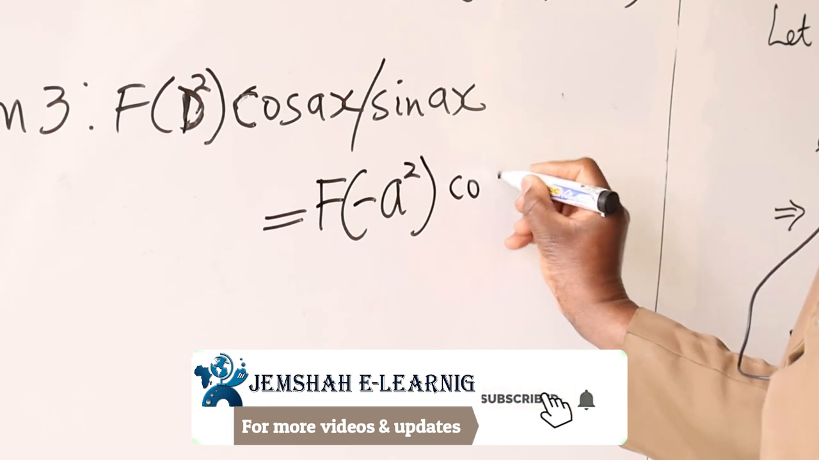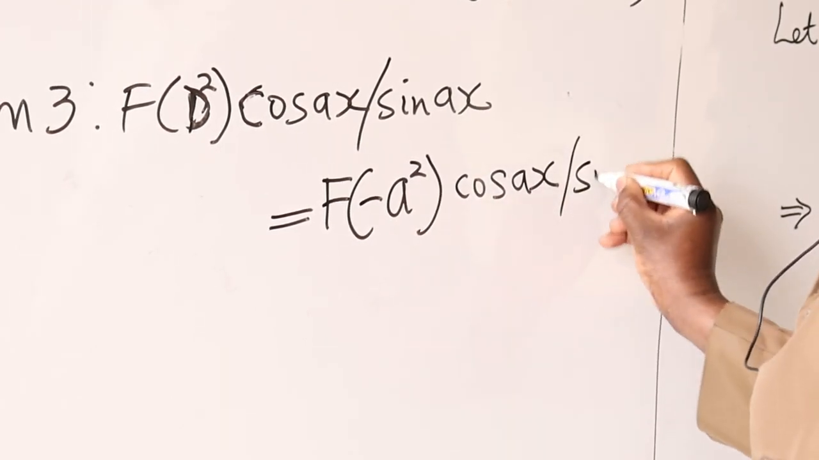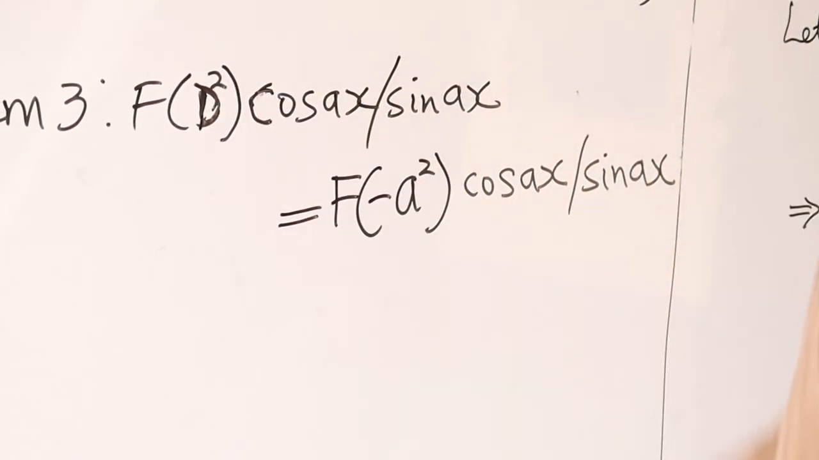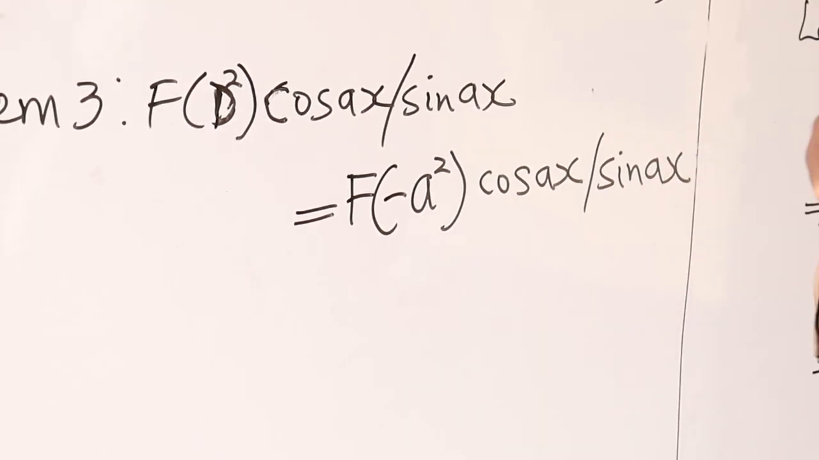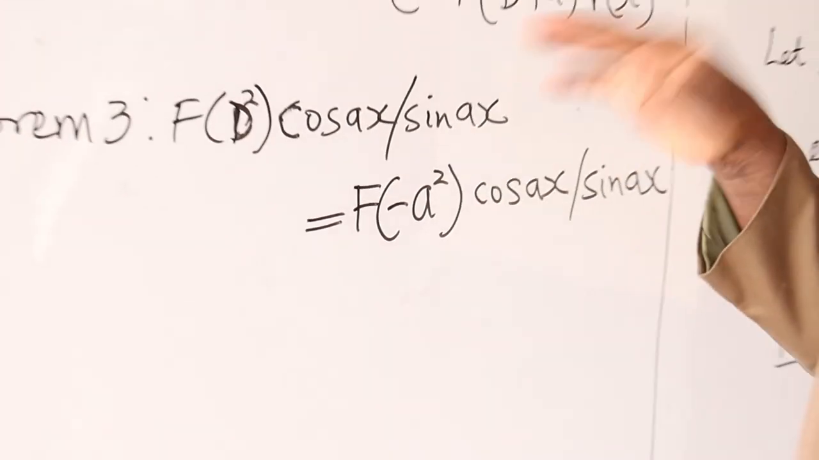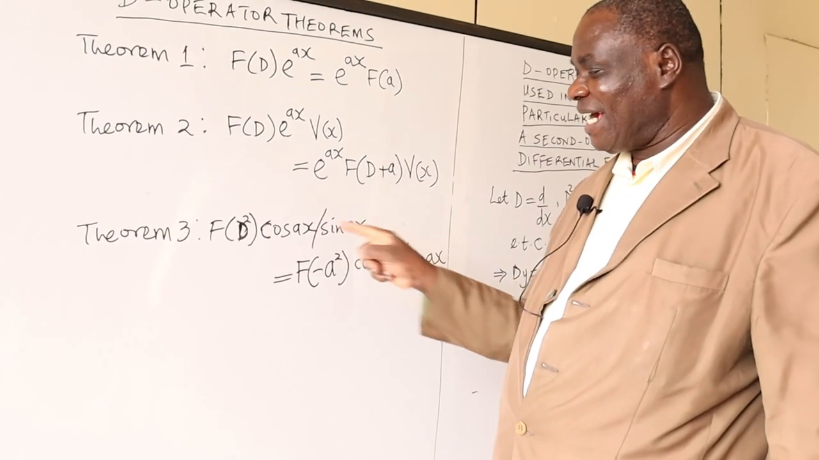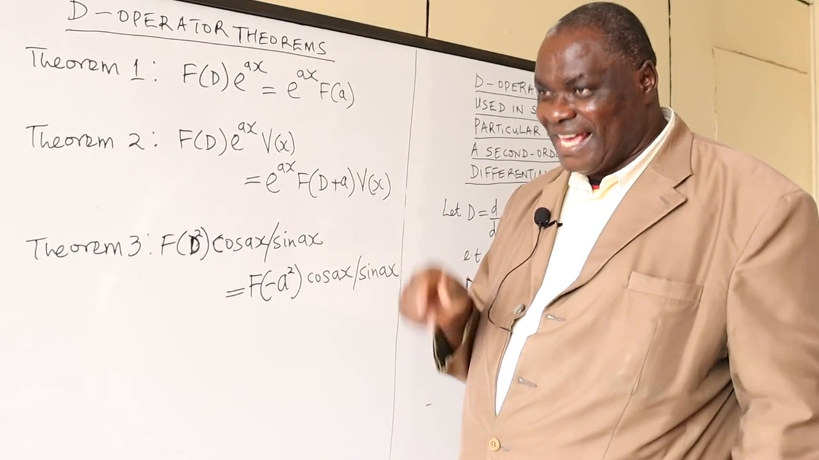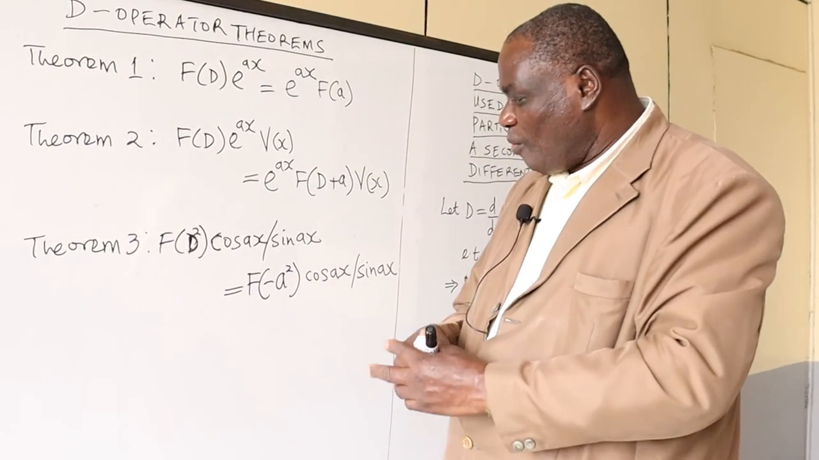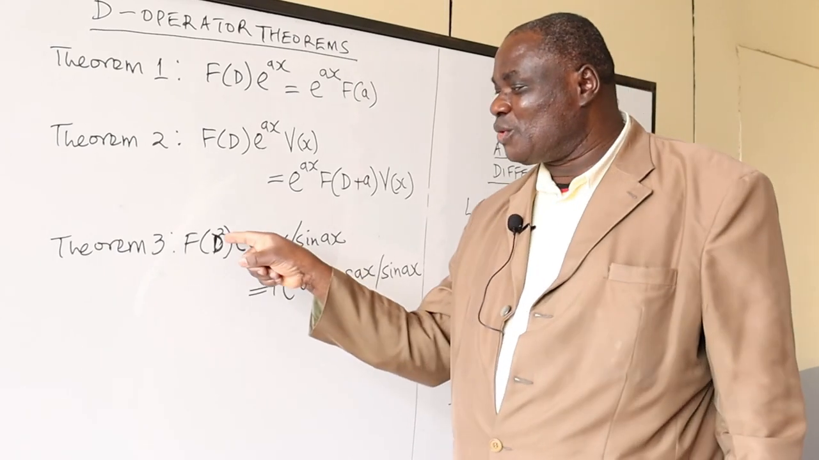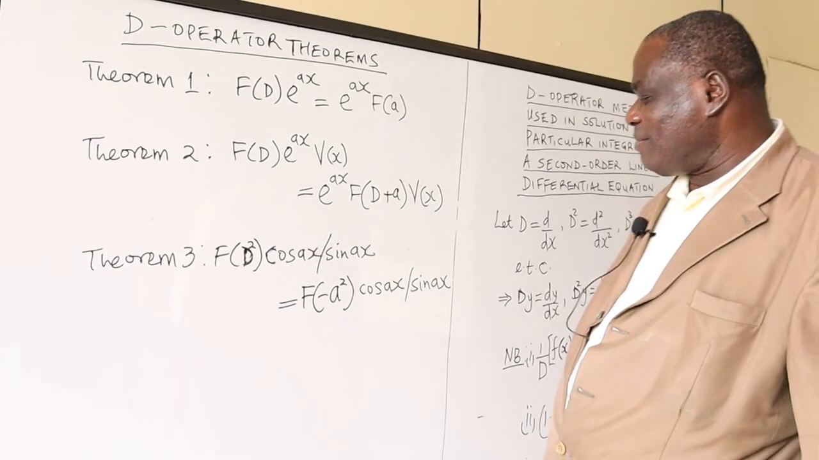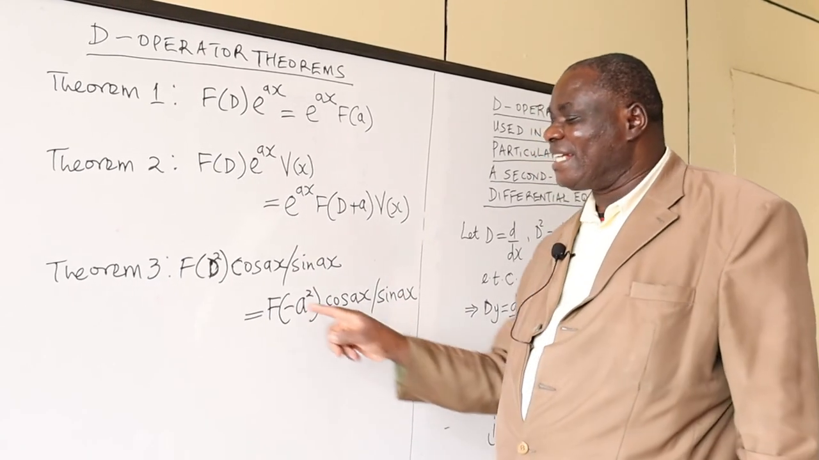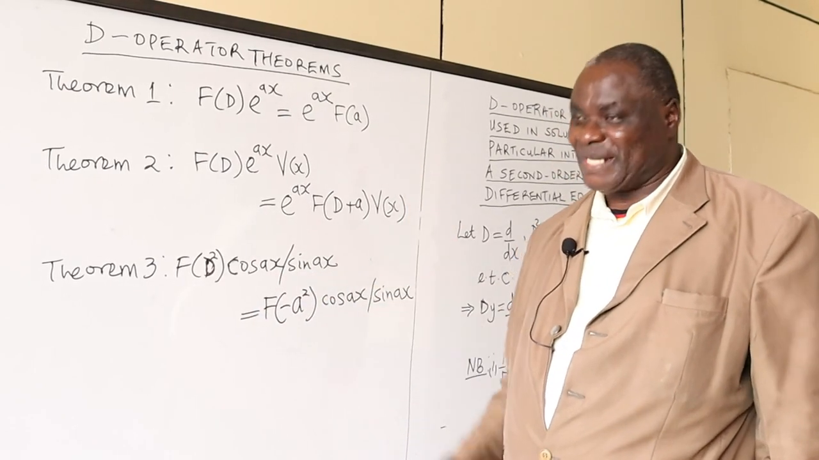Now acting on cos AX or sine AX, the meaning of this is a function of D squared. So where there was a D squared in that expression, on that particular function, we take A, which is a constant, and we square it. After squaring the A, we give it a negative sign. When we give it a negative sign, we substitute where there was D squared, and we let that one act on the same cos AX or sine AX as indicated in that particular expression.